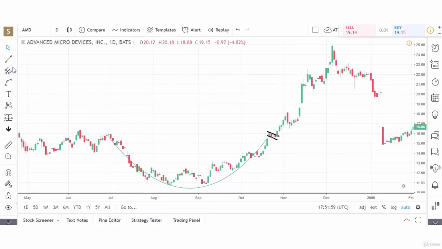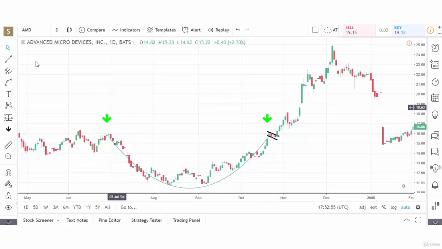The beginning of our cup is here. We have a pullback, and I've drawn a curve so we can see what the cup pattern looks like. The second lip of our cup is here. And then we have a slight pullback in a flag pattern. And ideally, we would want the handle to come a little bit lower into the cup, but the psychology is the same.